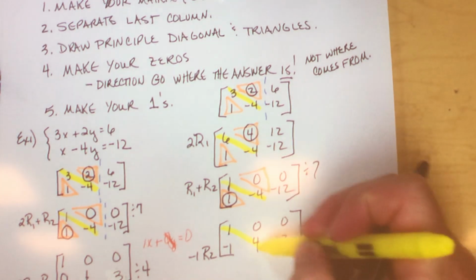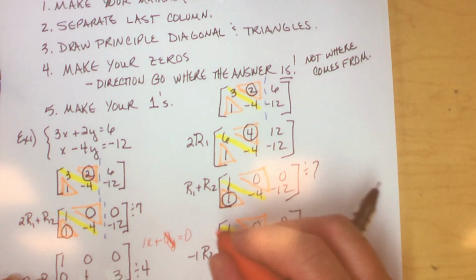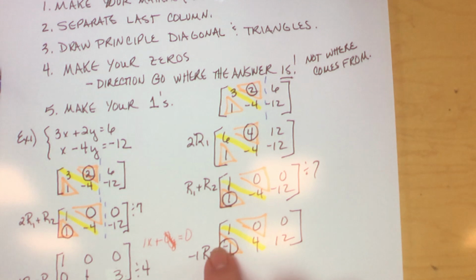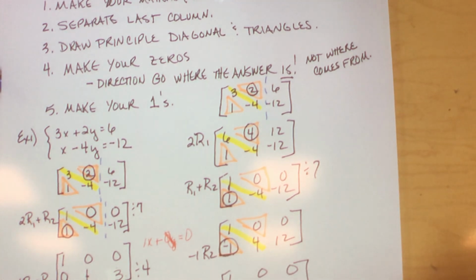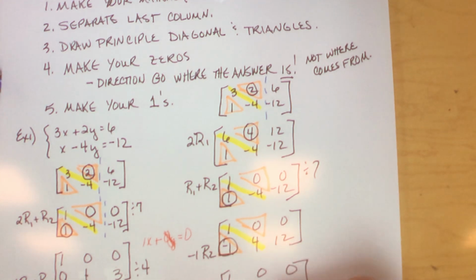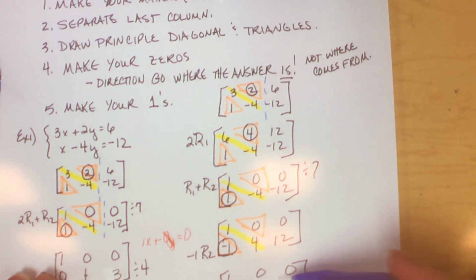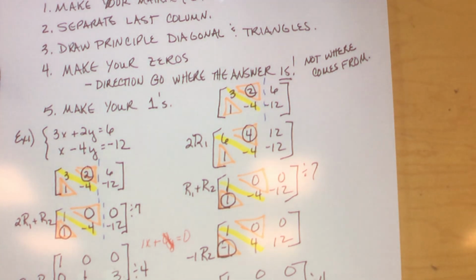Here's my principal diagonal. Here are my triangles. Okay? Gonna make this a 0. I'm gonna add row 1 and row 2. Row 1 plus row 2. Still love row 1, leaving him alone. But what's 1 and negative 1? 0 and 4. 0 and 12. Divide by 4. I get 1 here and 3 here. And there's my answer. Same as this guy over here.